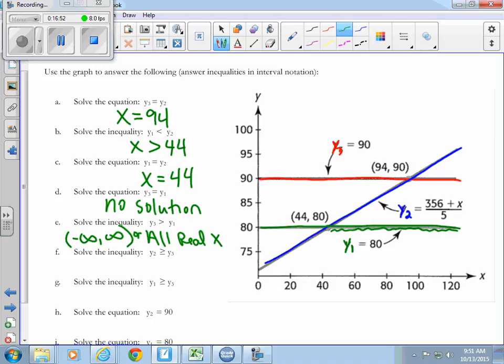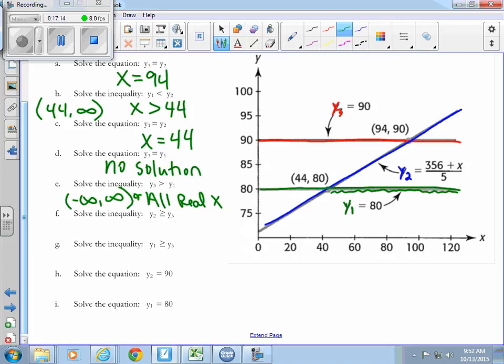Any questions? Actually, I'm supposed to be answering interval notation. I should have paid attention to my directions. Really quick on this one, interval notation, it would be 44 to infinity. So we'll follow directions from now on.